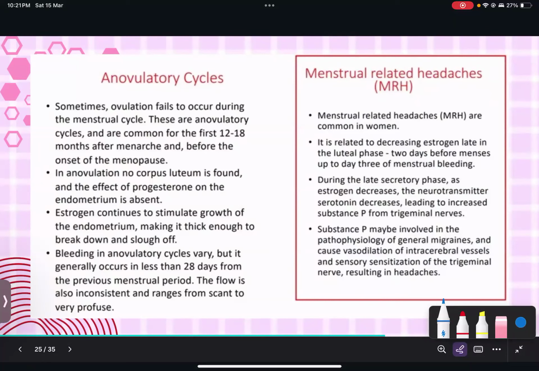In anovulation, there is no corpus luteum found, and the effect of the progesterone on the endometrium is absent. The estrogen continues to stimulate growth of the endometrium, making it thick enough to break down and slough off. So menses or menstruation, and bleeding in the anovulatory cycles vary. Some of them might have a light period, some of them might not have one at all, and some of them might have a heavy one. But generally it occurs in less than 28 days from the previous menstrual period, and the flow is also inconsistent and ranges from scant to very profuse. Okay, so these are not as common. These are rare cycles.